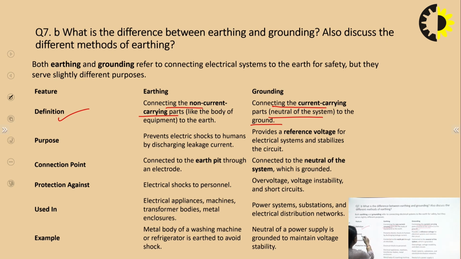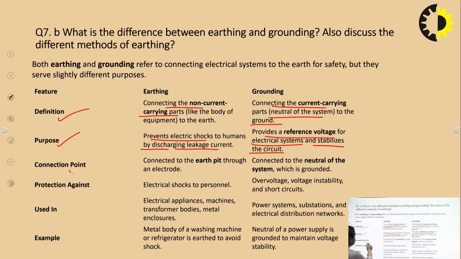What is the purpose? The purpose of earthing is to prevent electric shock to humans by discharging leakage current. And the purpose of grounding is to provide the reference voltage for the electrical system and stabilize the circuit, right?